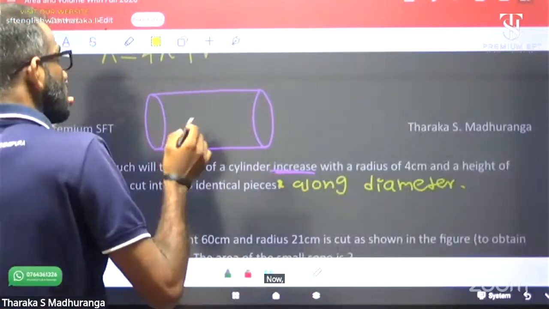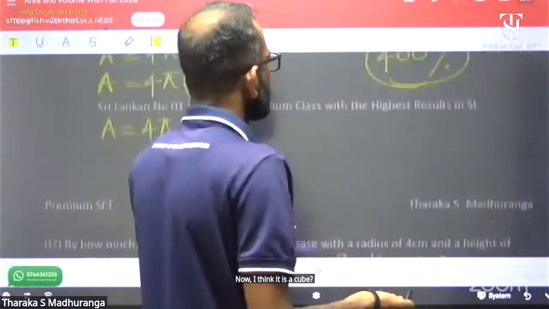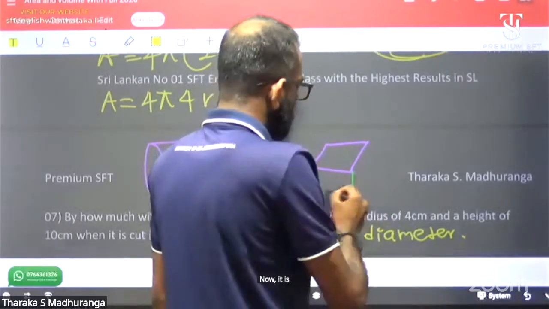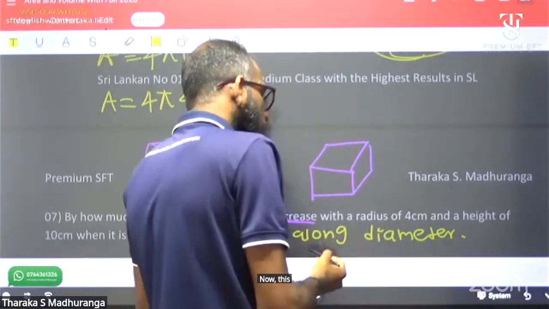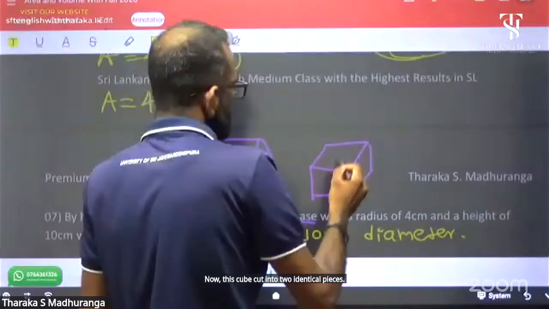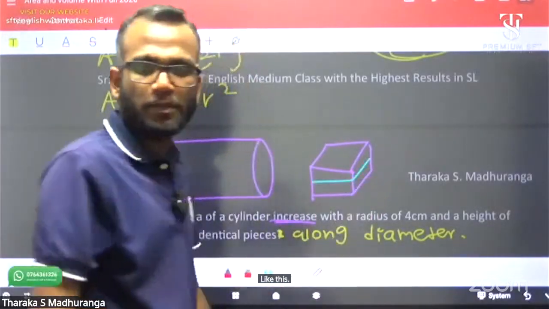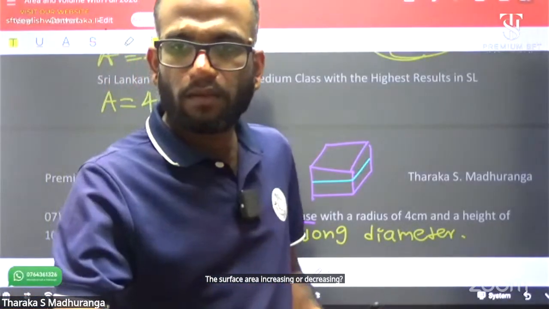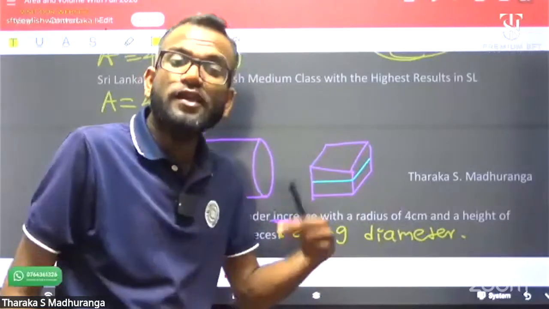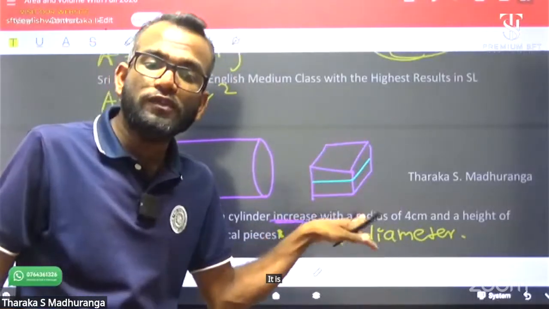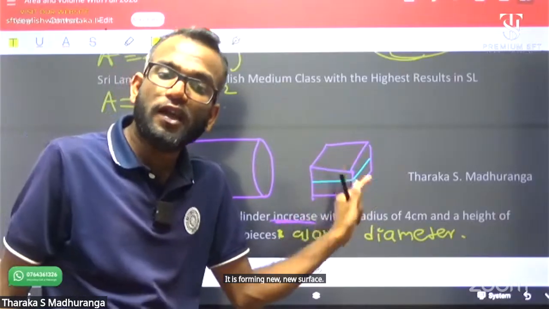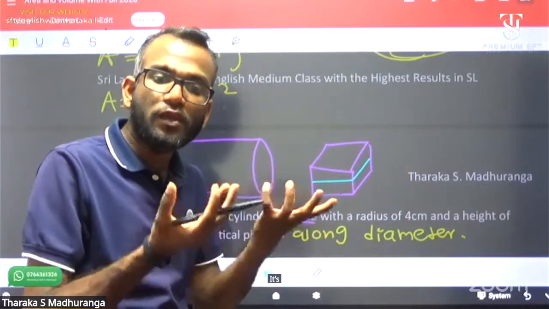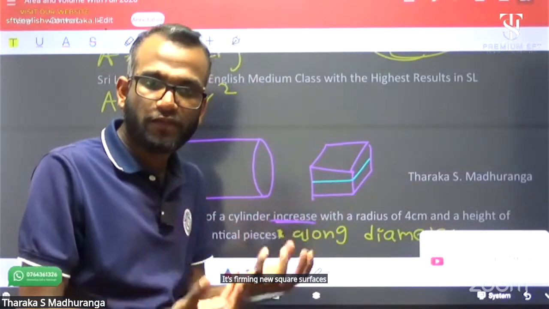Now think it is a cube. Simple example. Now this cube is cut into two identical pieces like this. The surface area increasing or decreasing? Definitely it is increasing. Why? It is forming new surface. Two new surfaces form, right? Due to cutting, it's forming new square surfaces. Two square surfaces, right?